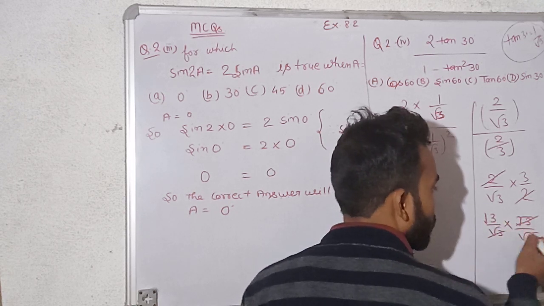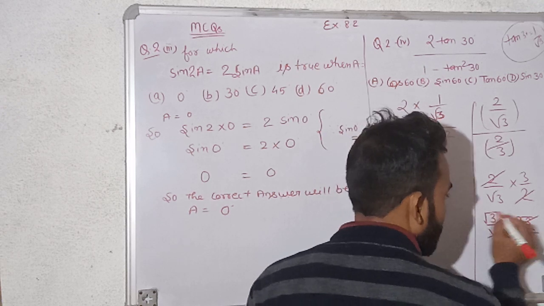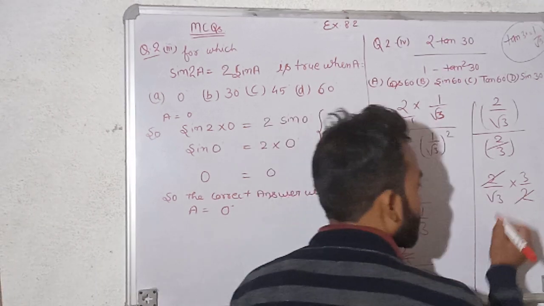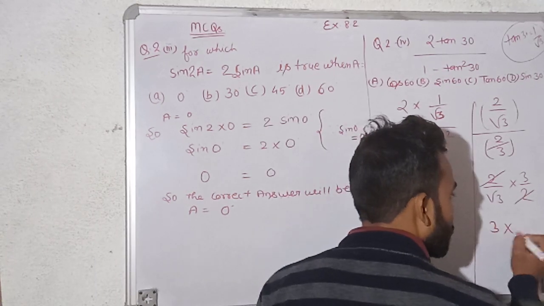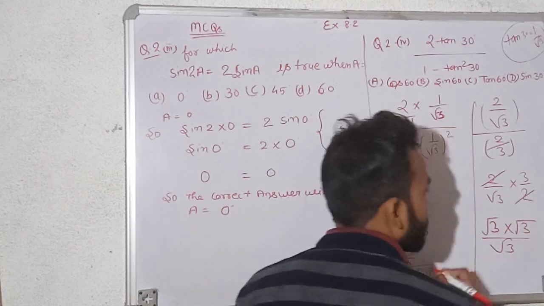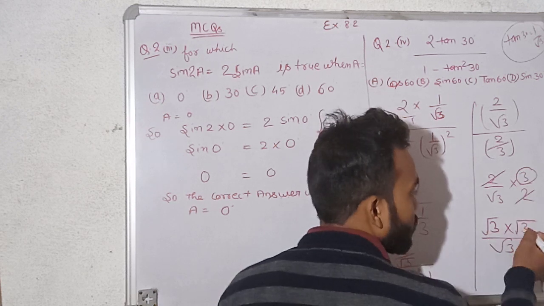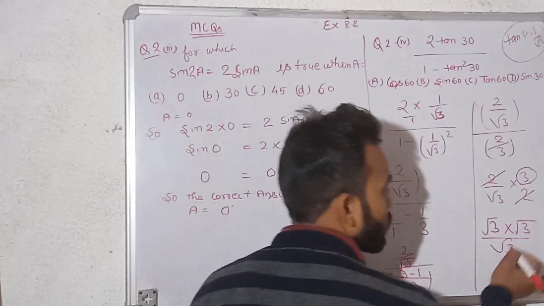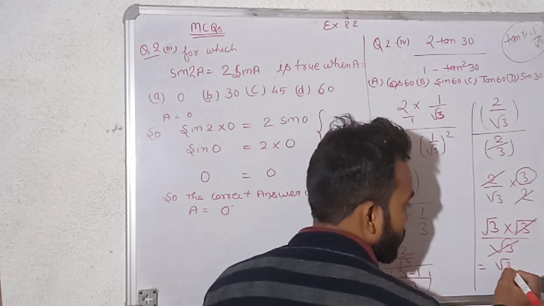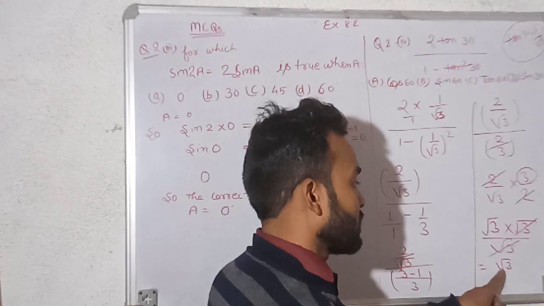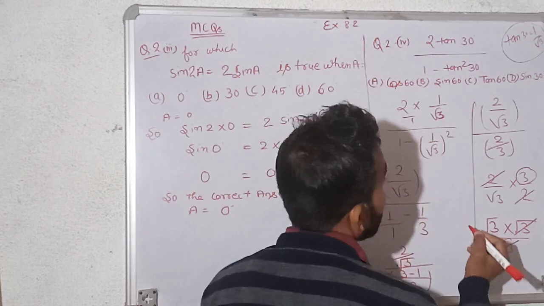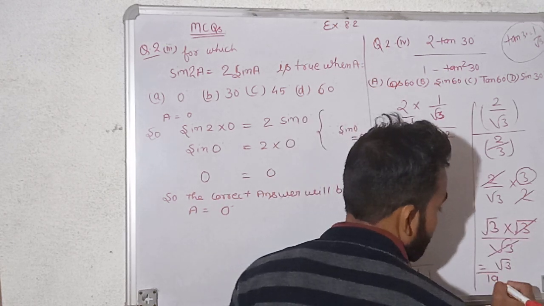so 3 root 3 and this. So it will be 3 into 3. It will be root 3 into root 3 upon root 3. इस 3 को हमने root 3 into root 3 के फॉर्म में कन्वर्ट कर दिया. So it will be cancel out from root 3 to root 3 and answer is root 3. This is the value of tan 60 degree. Root 3 is the value of tan 60 degree. So the correct answer will be tan 60 degree.